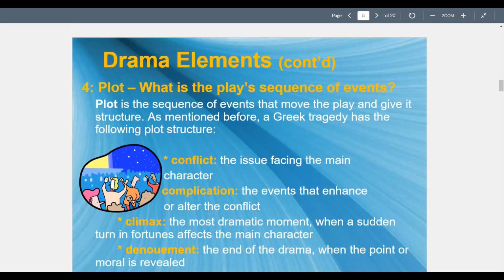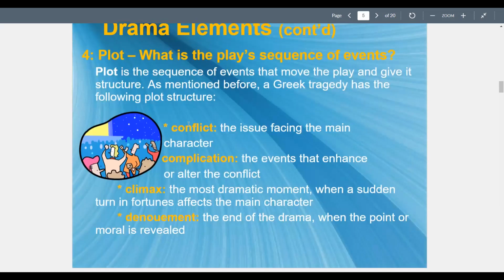And then the plot itself: what is the play's sequence of events that move the play and give it structure? Greek tragedy has the following plot structure. You'll have the conflict addressed immediately: here are the characters, here's the conflict they're facing. Then the complication, the events that enhance or alter the conflict. The climax, the most dramatic moment when a sudden turn in fortunes affects the main character. And then the denouement is the end of the drama when the point or moral is revealed.